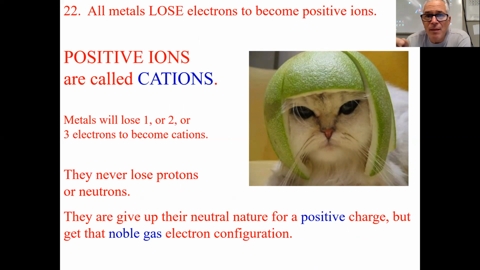Metals lose electrons. They become positive ions. And a positive ion happens to be called a cation. It's kind of a funny name. There's a reason for it. We're not going to talk about it. Cations. Metals can become +1 cations, +2 cations, +3 cations. We don't say positive. Just say cation. It means positive. They don't lose protons and they don't lose neutrons. They transfer. They don't even lose their electrons. They give them up. They get sent over somewhere else. They give up their neutrality and become positive so that they can bond. They lose enough electrons to become isoelectronic to a noble gas. They don't become the noble gas.